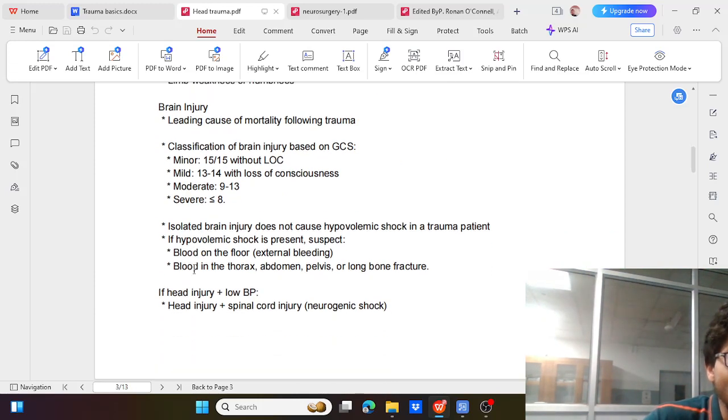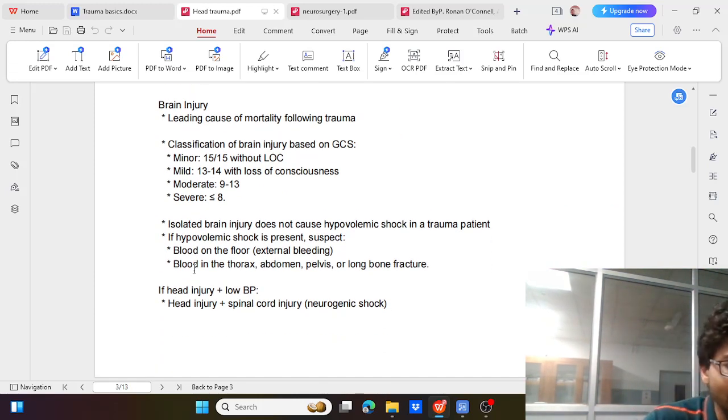ठीक है. Then coming to brain injury. So the important aspect is, if there is only brain injury, it will not cause hypovolemic shock. So if there is hypovolemic shock present, so अगर पेशेंट को हेड इंजरी के साथ हाइपोवॉलेमिक शॉक भी है, तो हमको सोचना पड़ेगा कि कहीं और भी ब्लीडिंग है क्या. So it could be in the floor. Floor मतलब external bleeding, कहीं बाहर से ब्लीडिंग हो रहा है जो फ्लोर पे आ जा रहा है.